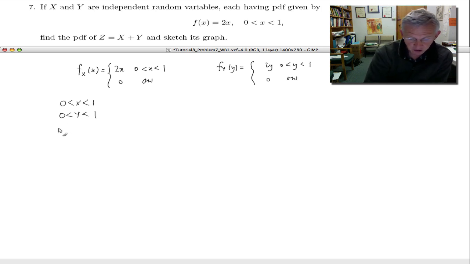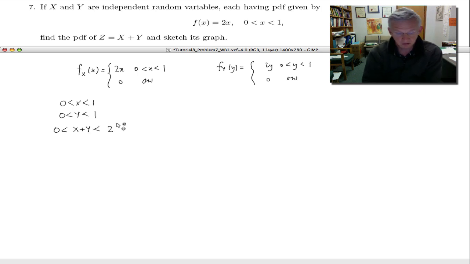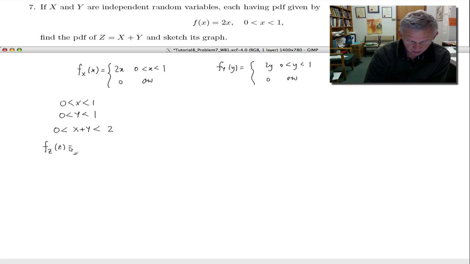One thing we should note immediately is that x plus y has to lie between 0 and 2. And that tells us straight away that if we're interested in the PDF for z, that is the PDF of x plus y, it's going to be 0 for z less than 0, and it's going to be 0 for z greater than 2.